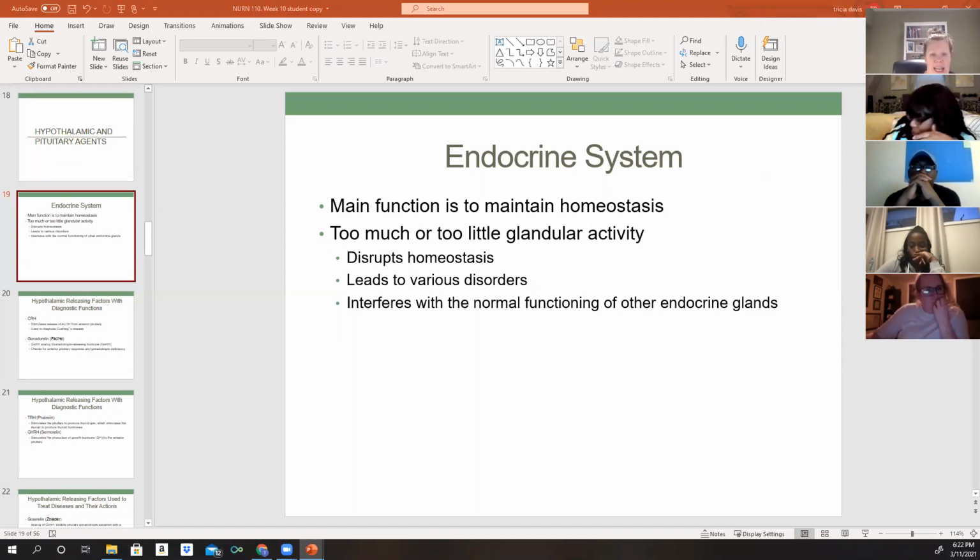Glandular activities in the endocrine system are either going to stimulate or suppress the release of hormones. If there's too much or too little glandular activity, the body's homeostasis will become disrupted. When it's disrupted, it can lead to a number of different disorders, interfering with the normal functioning of the endocrine glands.